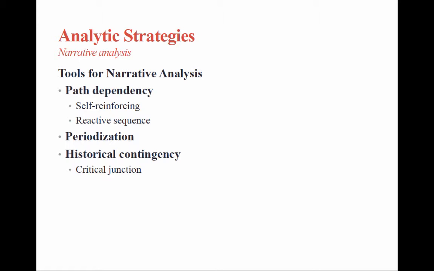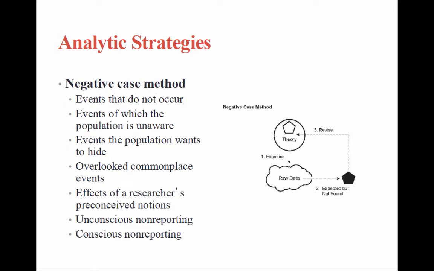In periodization, what I'm doing is looking at the reality that exists, and I'm dividing things into segments or periods of time, and these periods of time have general characteristics of things being followed. And then we also have the historical contingency within the narrative analysis. In that case, I'm looking at a combination of factors, and there might be a critical juncture where a whole series of events come together in a unique interplay at one point in time to give us a new reality.